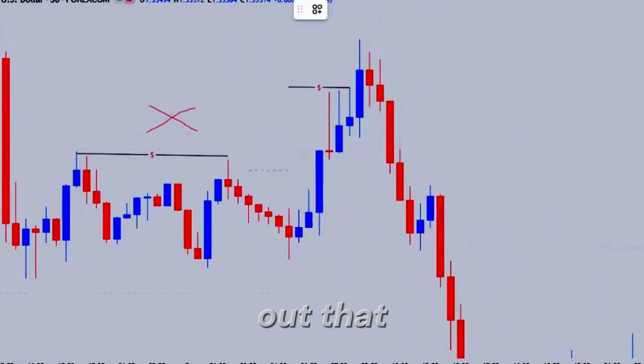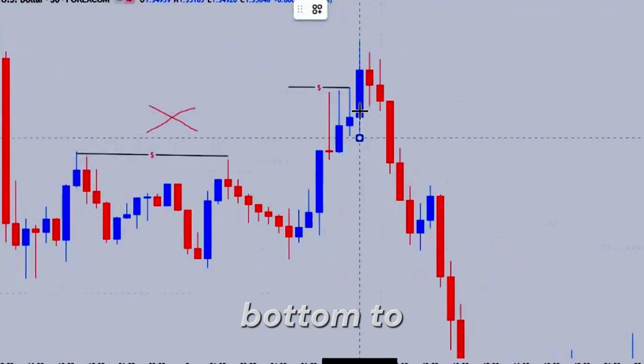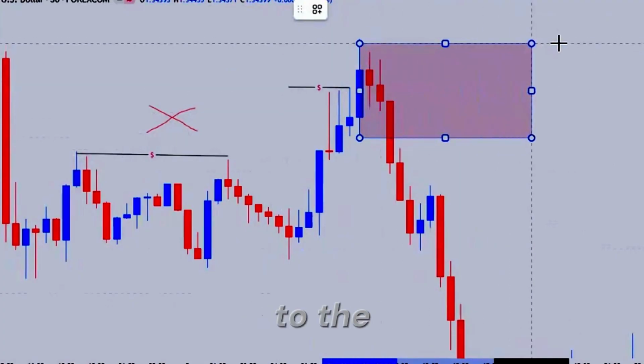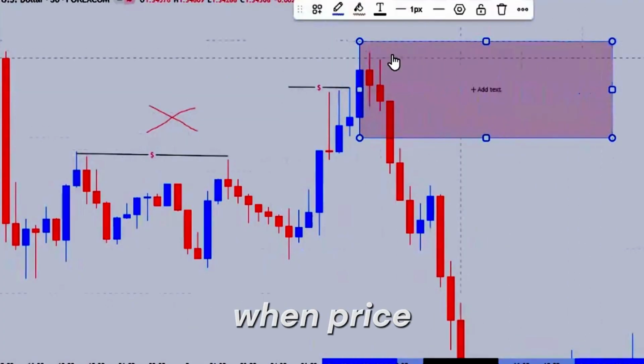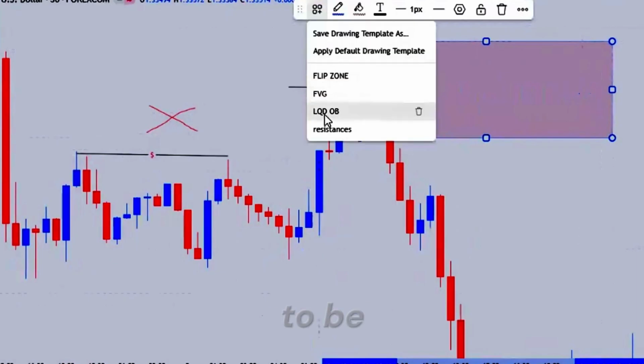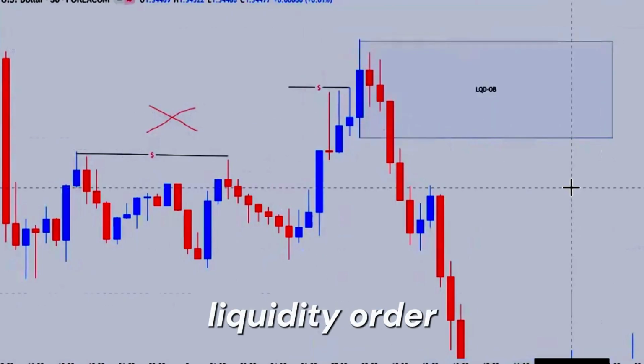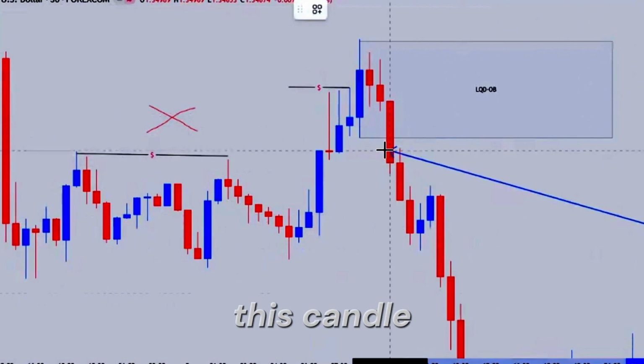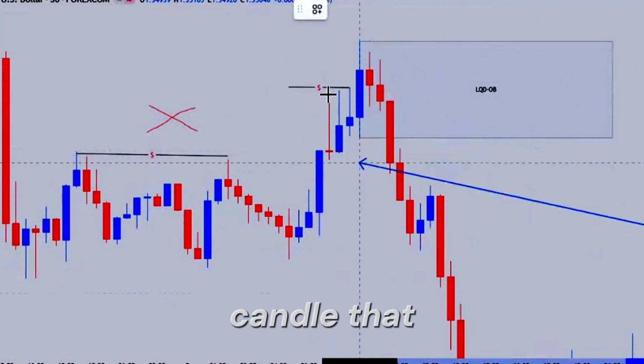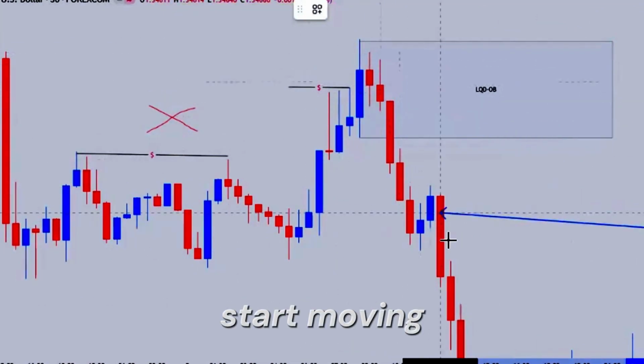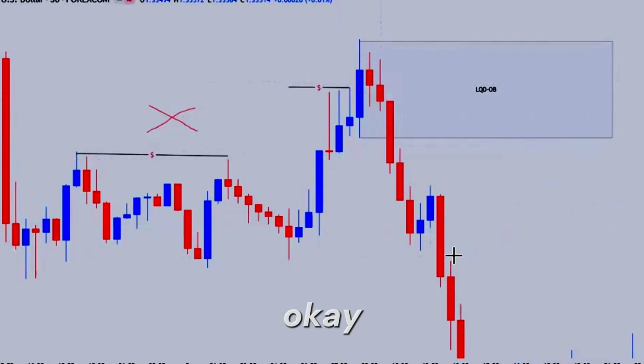You have to mark out that candle from the bottom to the top. You extend it to the future, waiting patiently for when price is going to get there next. I name it LQD, which is liquidity order block. So this bullish candle happens to be the candle that took out this liquidity before price started moving to the downside. This is a bonus. Okay, this is a bonus, guys.